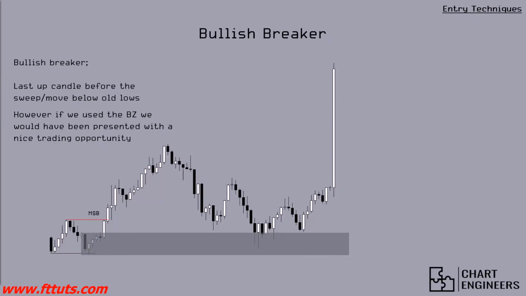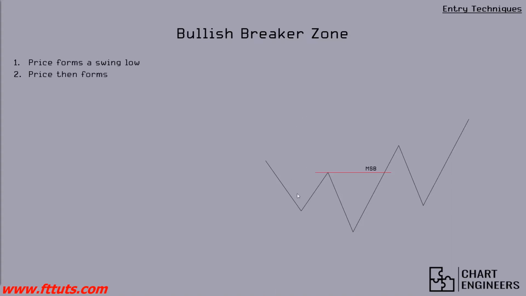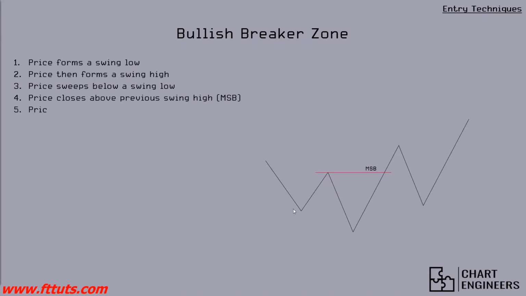So if we use the full breaker zone as shown below, we could have been in this trade here. So now we have our bullish breaker zone and the concept of it. To start, price will form a swing low, and then price will form a swing high, and then the market will come down below the old swing low. So that is retail sell stops here, and they get triggered, and then they become paired with the institution's buy orders, and then the market pushes all the way up, market structure break.